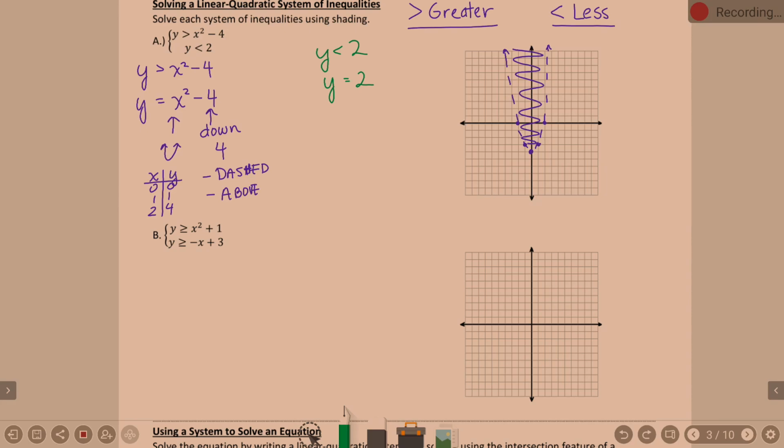It is just a flat line. You could think of it being a y-intercept of 2 and a slope of 0. You could think about it that way. Y-intercept of 2, slope of 0, but it is a horizontal line. So I'm going to go up to a y-intercept of 2, and it's going to be a horizontal line.